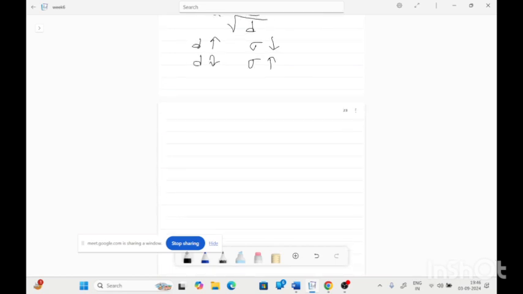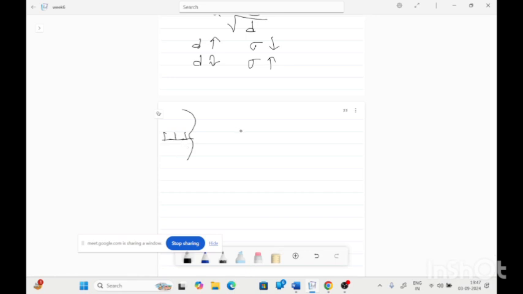So the grain boundaries act as obstacles. How does grain refinement lead to strengthening? As the deformation proceeds, the dislocations find it difficult to cross the boundaries of grains. Means the grain boundaries are obstacles to dislocation, and they accumulate at the grain boundaries.